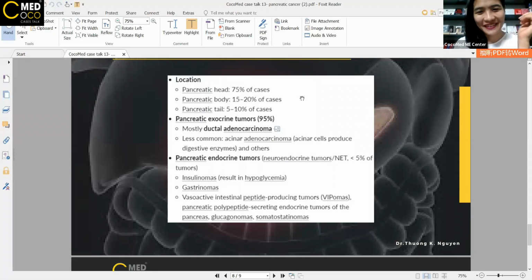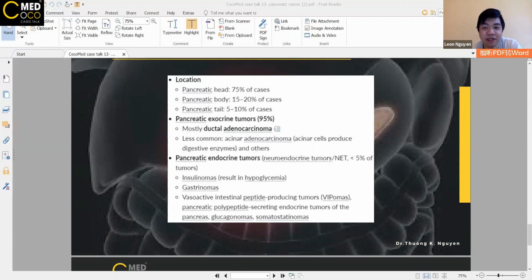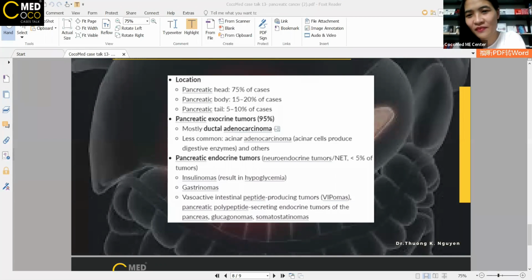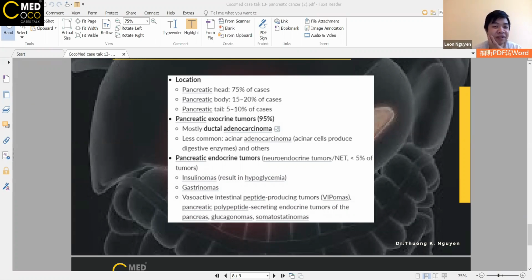Do you know what cancer the parathyroid is? Parathyroid hyperplasia? No, that's MEN type 2. In the parathyroid, it's just primary hyperparathyroidism. The patient just has that as a symptom. It's just an incidental finding.